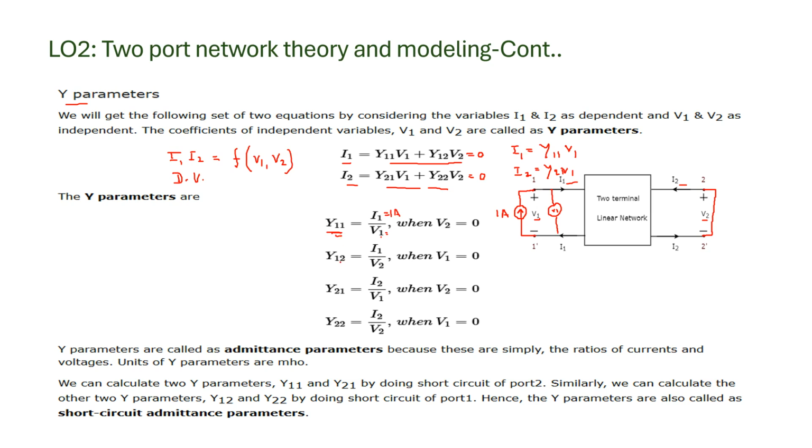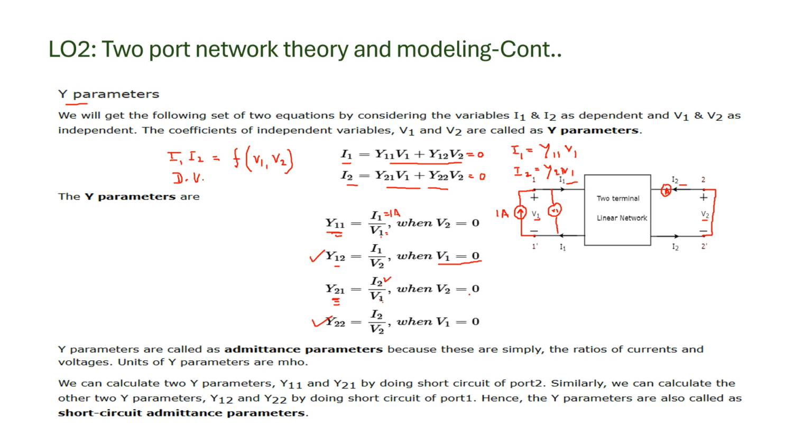Similarly, Y21 is I2 divided by V1. So you connect one ammeter at this point, find I2, then I2 divided by V1 will give you this parameter Y21. Similarly, Y12 and Y22 can be found by setting V1 to 0.